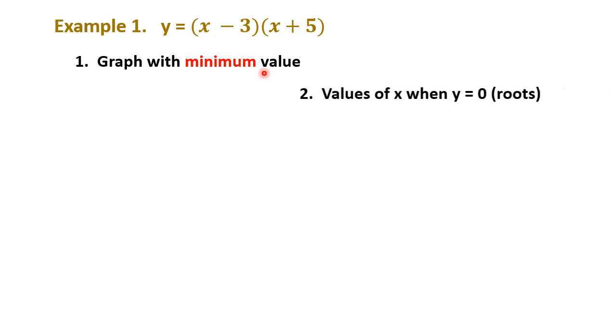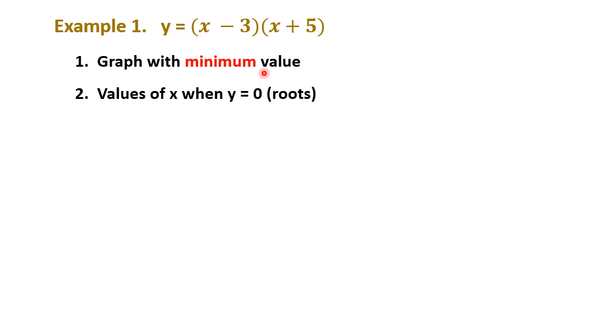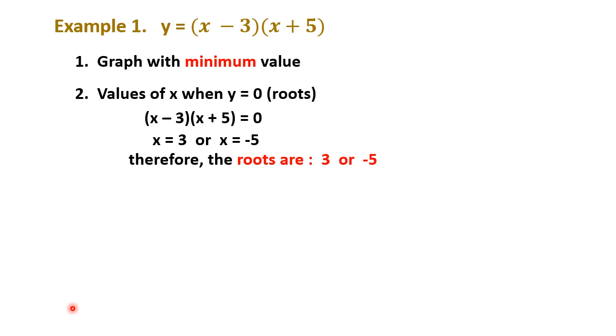Character number 2, values of x when y equals 0. That means roots of the equation or roots of the function. Since here the pattern is already in the factorized form, when y equals 0, the roots are when this minus 3 comes here, plus 3, or when plus 5 comes here, that is minus 5. Therefore the roots of the function are 3 or minus 5.